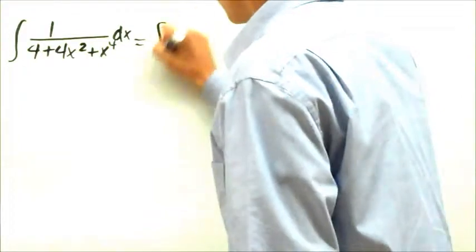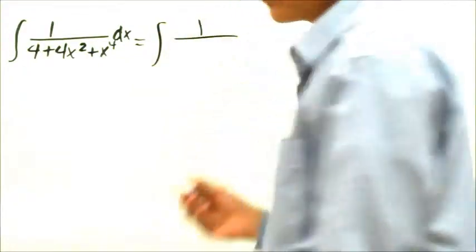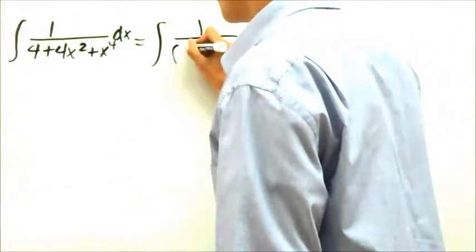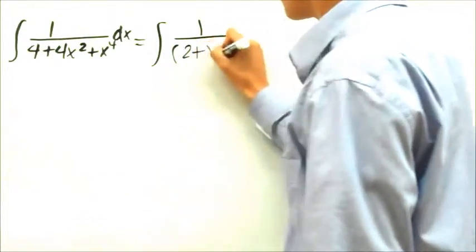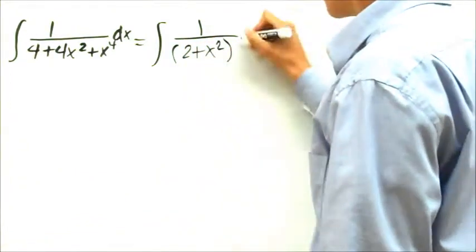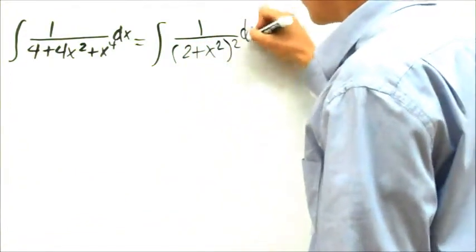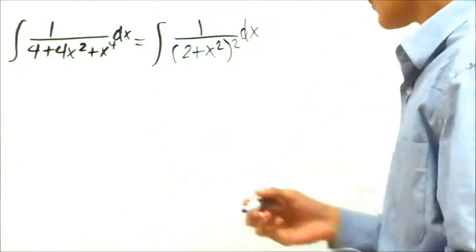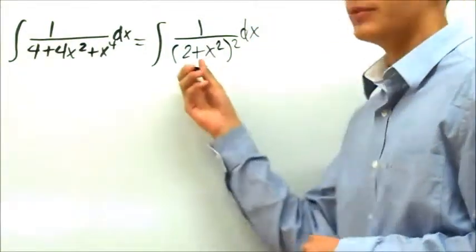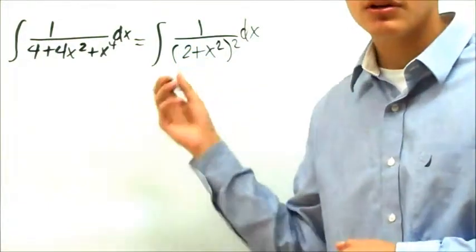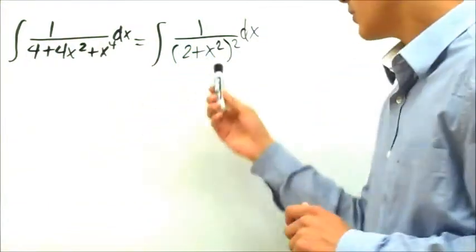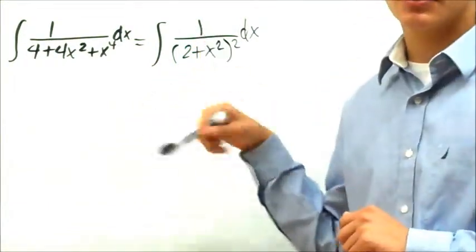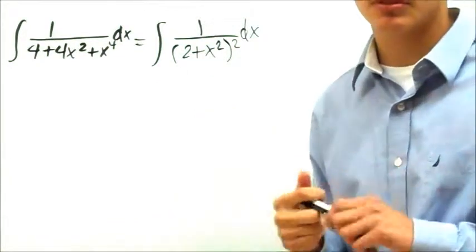So to begin, let's recognize that we can rewrite this as 1 over (2 plus x squared) squared dx, and that's just factoring. So from here we have to set up our trigonometric triangle, and so we can find our x and our dx for our substitutions.